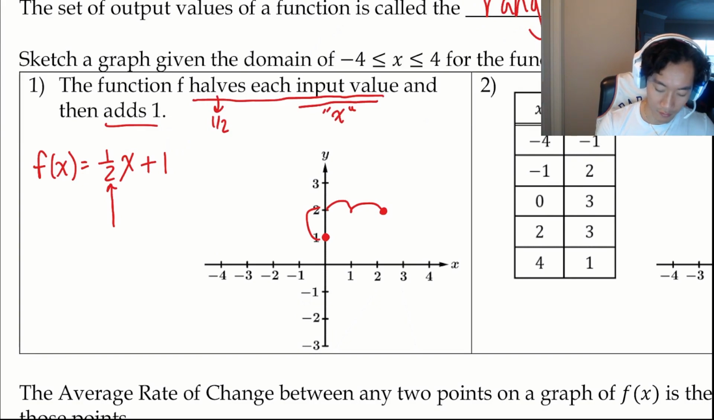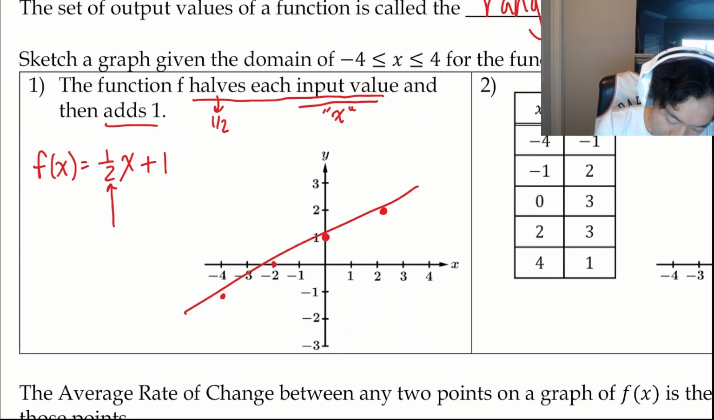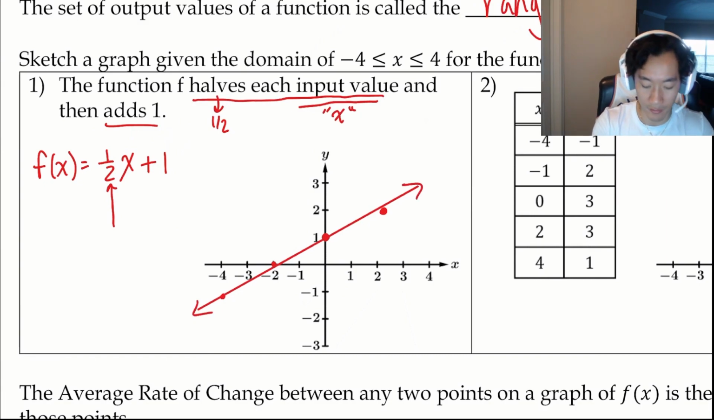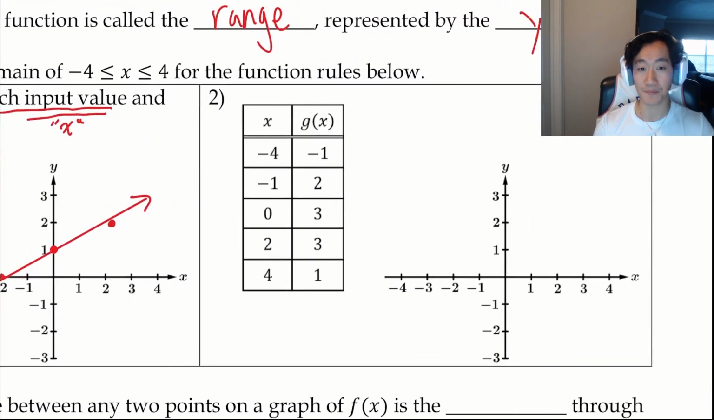Pretty simple stuff. Hopefully you remember that, and I'm just going to start graphing the rest pretty fast now. Oop, that's really wrong. It should be run 2, down 1. There we go. And then I'll just connect it with a line to finish my drawing. And I know it's a little bit off right here, but you get the idea. All right, let's move on to number 2.